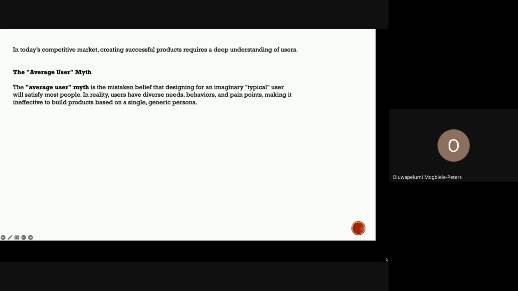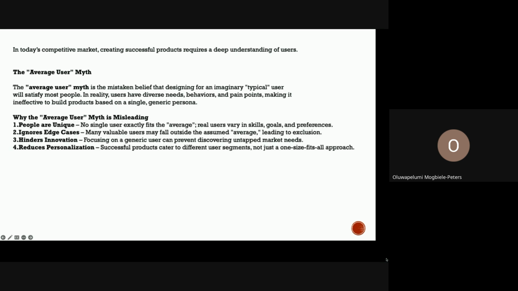Insatiable and different needs. So why is this average user misleading? Like I said, people are unique. And that's the truth. No single user exactly fits the average. Real users vary in skills, in goals and preferences, and the needs they want.